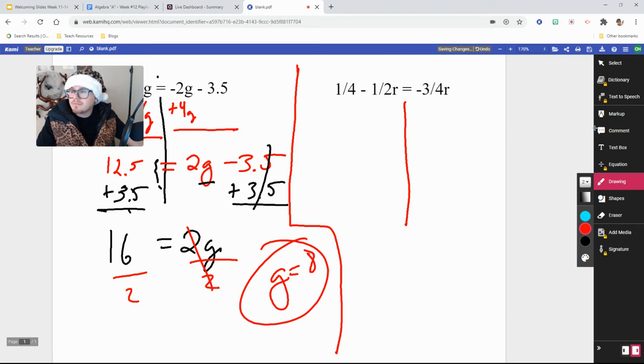I would personally either convert this to 2/4R, or I would just clear the fractions by least common multiple. So what is the least common multiple here? Well, everything.